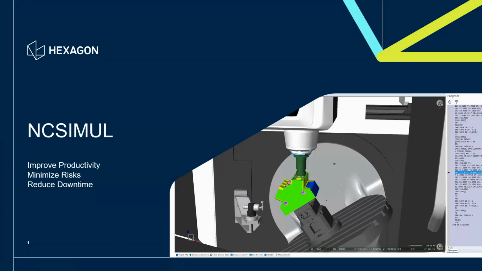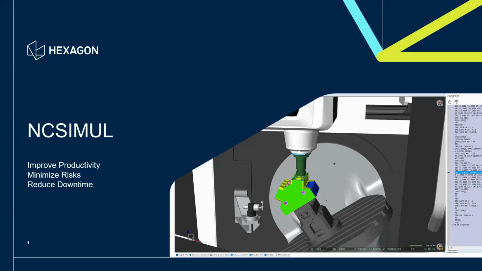And the second software we are going to discuss is called NC Simul. This is basically a G code verification software. Generally we have a thought: I'm going to check the simulation in the CAM software itself, so why do I need separate G code verification software for that?